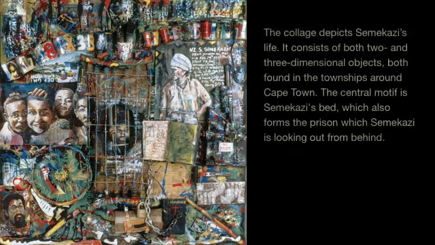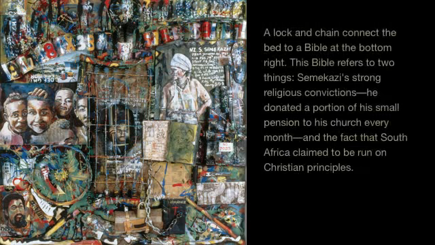The collage depicts Samokazi's life. It consists of both 2- and 3-dimensional objects, both found in the townships around Cape Town. The central motif is Samokazi's bed, which also forms the prison which Samokazi is looking out from behind. A lock and chain connect the bed to a Bible at the bottom right. This Bible refers to 2 things: Samokazi's strong religious convictions, as he donated a portion of his small pension to his church every month, and the fact that South Africa claimed to be run on Christian principles.